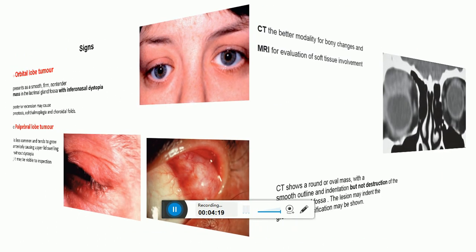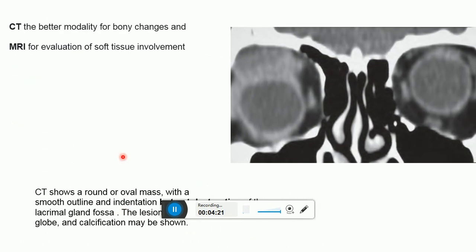Now the investigations. The CT shows a round or oval mass with a smooth outline and indentation, but there is no destruction of the lacrimal gland fossa. The lesion may indent the globe and calcification may be shown.